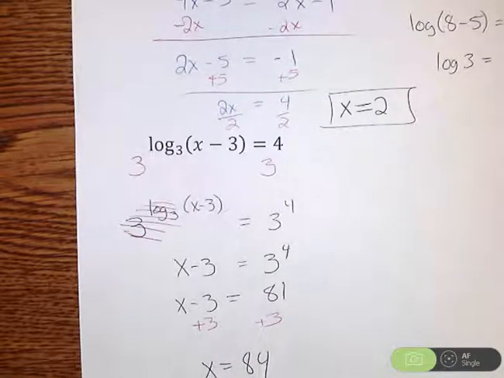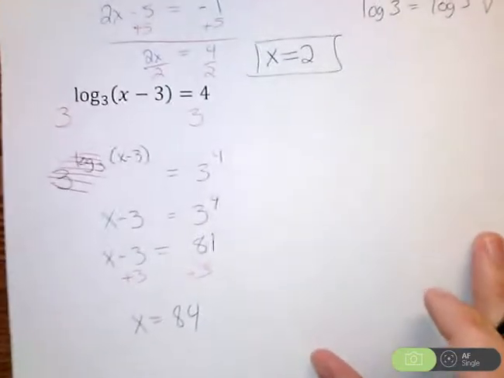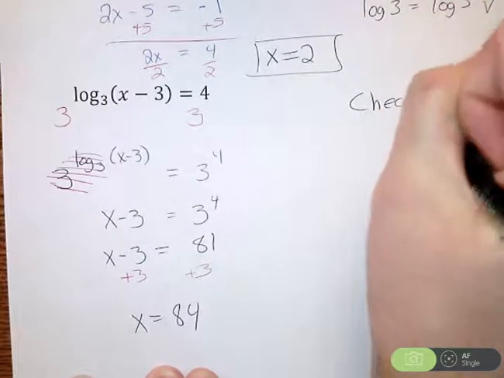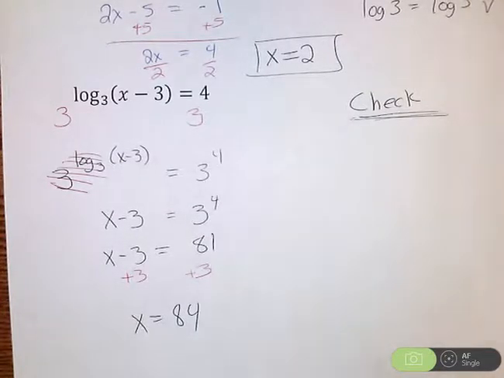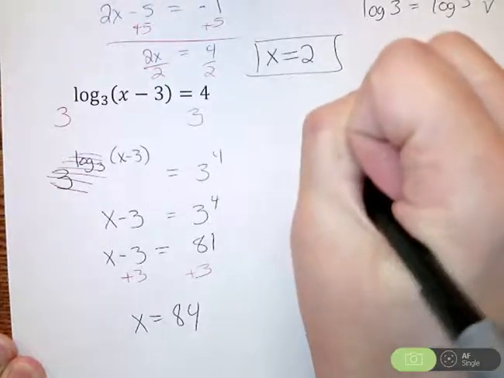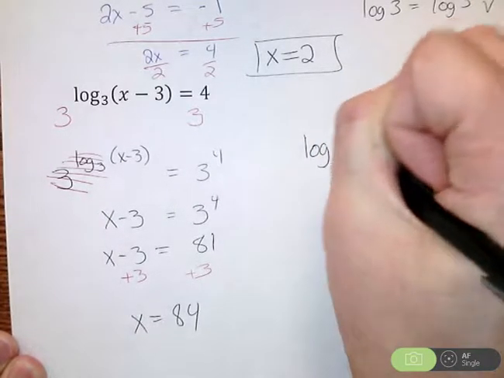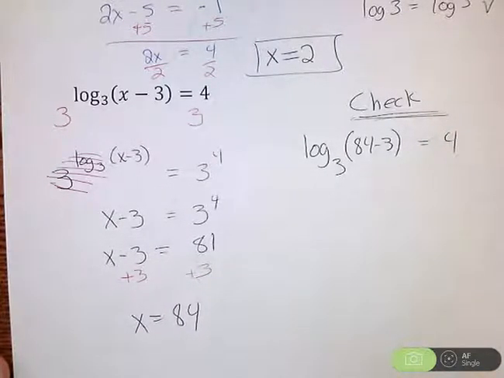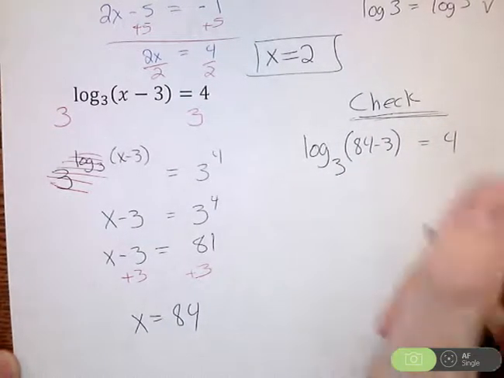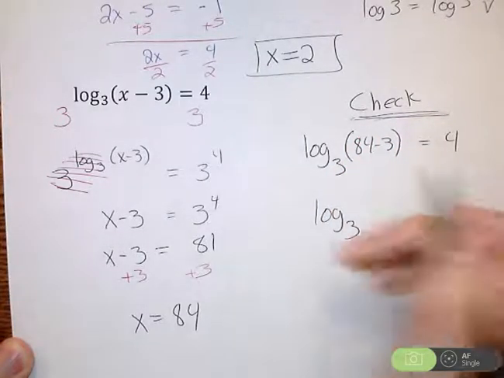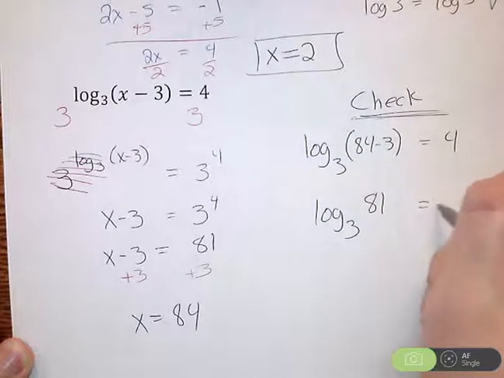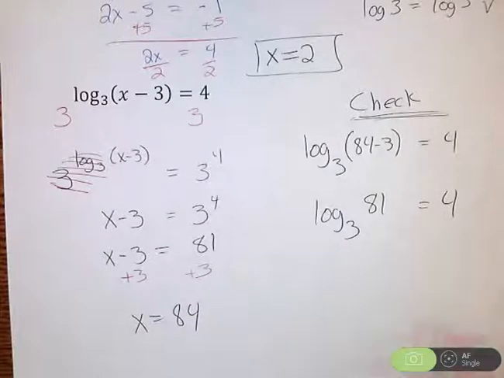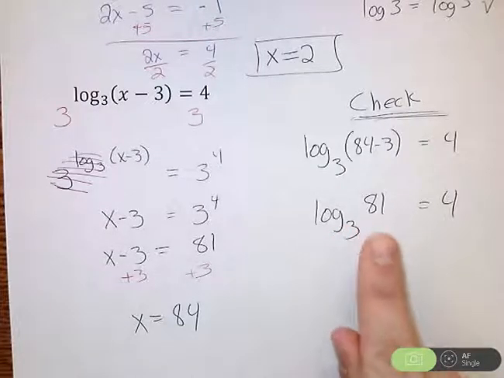Now, I'm not ready to box that. Again, I need to check and make sure everything works. Because what you're going to find, maybe not in this video, but one coming up, is it might not always work. So if I plug back in, I have log base 3 of 84 minus 3 is equal to 4. I'm going to simplify inside the parentheses there, so I have log base 3 of 81 is equal to 4. Now at this point it doesn't really look like these are equal, so I should probably figure out what log base 3 of 81 is.